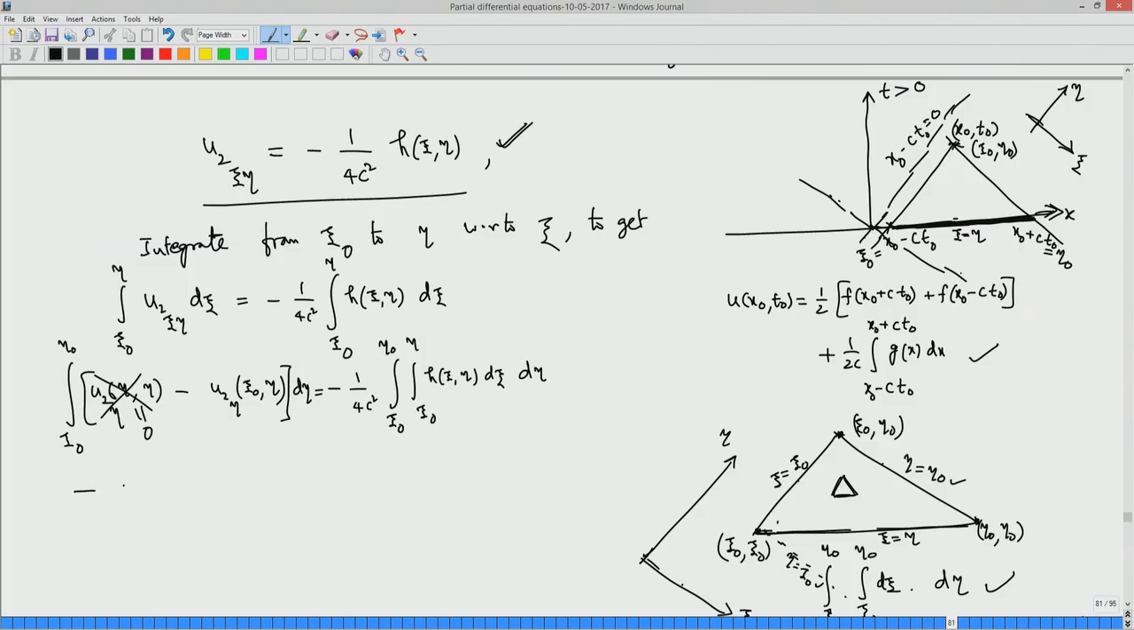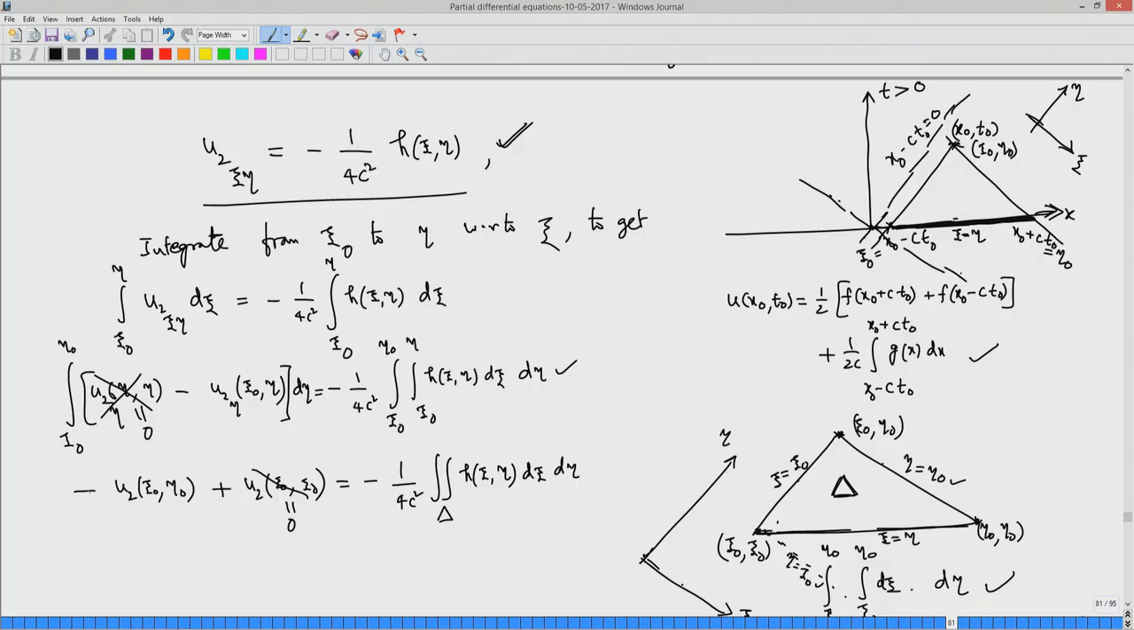Now, you can write u2, this is dou u2 by dou eta integral. So, finally what remains is u2 at xi naught eta naught, minus plus u2 at xi naught, and you have a xi naught here. This is also 0, we know that it is 0. So, this is equal to 1 by 4 c square times this iterated integral on the right hand side, which is nothing but the integral over this delta region of h of xi eta d xi d eta. So, this is what you get.